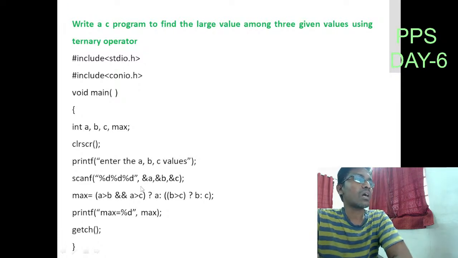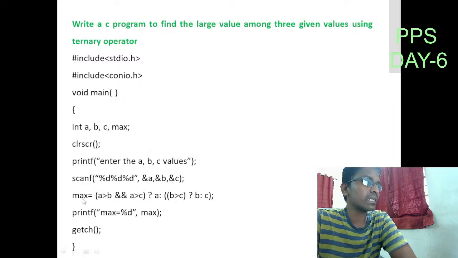So now after reading the three numbers, I am going to apply the condition: a greater than b, and operator, and a greater than c. If this condition is satisfied, or if this condition is true, then it will go to print a is a maximum value.